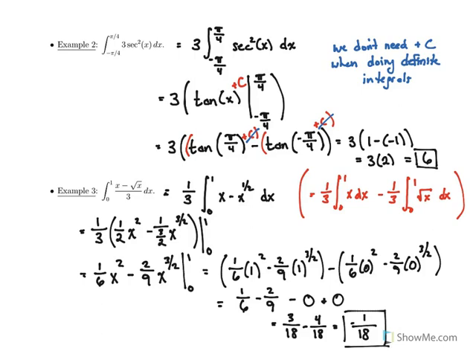The answer is negative, which would mean that if I could graph this function and look at the area under the curve, the area would be mostly below the x-axis and have a negative total area.